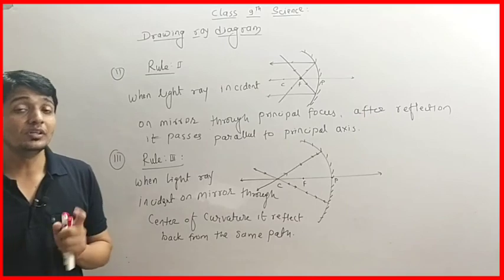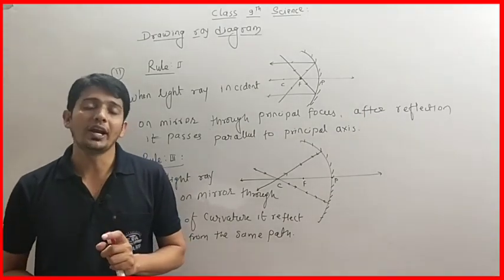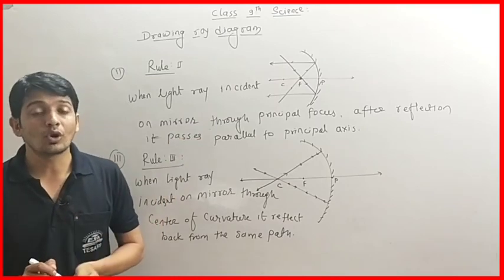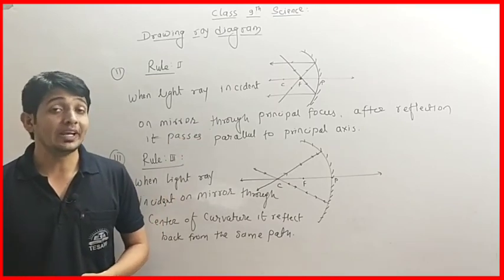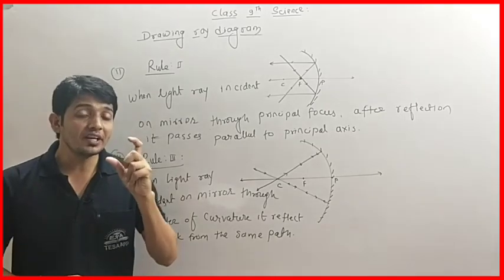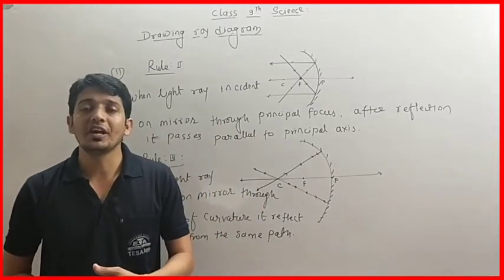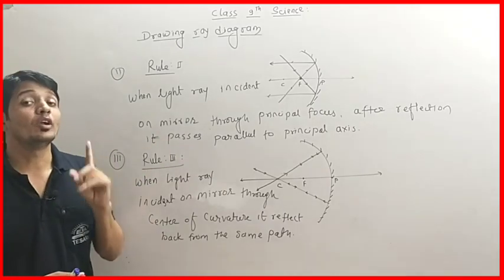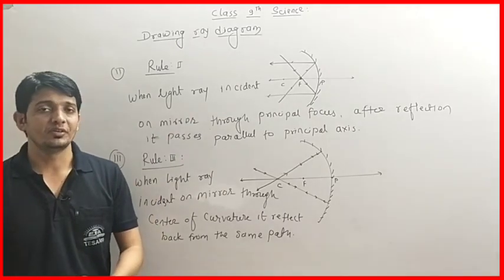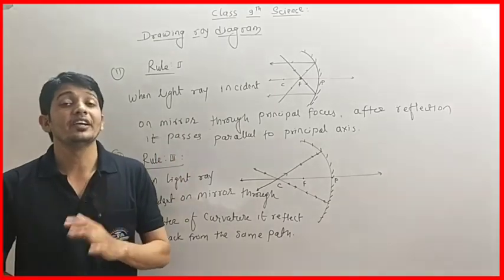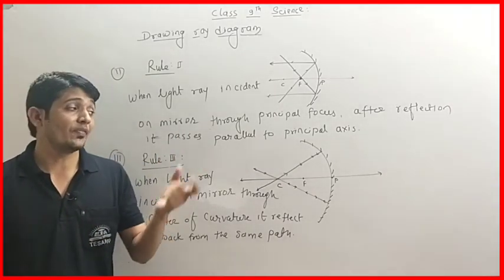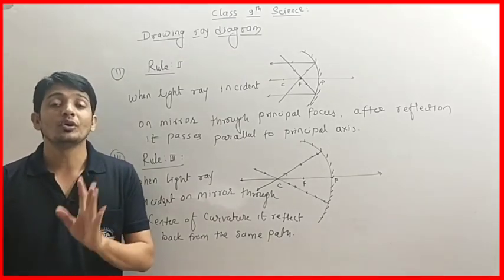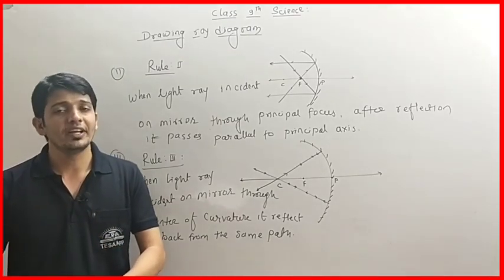So we have understood rule number 1, number 2 and number 3. By using these 3 rules, we have to draw the ray diagram for the spherical mirror when the object is kept at different positions in front of the mirror. So write down these 2 rules and one more rule that we have already studied. These 3 rules are really very important, because on that basis you have to draw your ray diagram related to the spherical mirror.